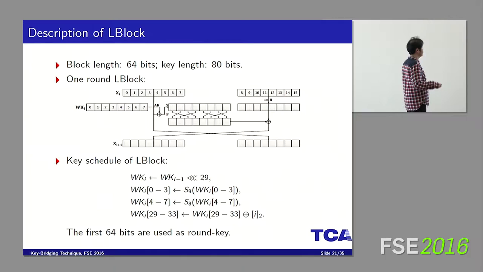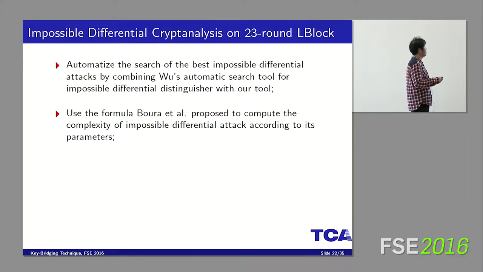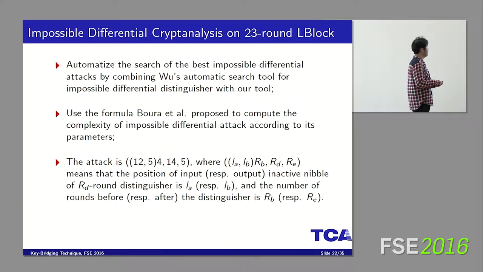For the impossible differential attack on LBlock, we automated the search for the best impossible differential attack by combining Wu's automatic search tool for impossible differential distinguishers with our tool. And we used the formula borrowed for our purpose to compute the complexity of the impossible differential attack according to his parameters. The attack is like this, where LA and LB are the positions of the input and output in the equivalent of the adding-round distinguisher, and RB and RE are the numbers of rounds before and after the distinguisher, respectively.